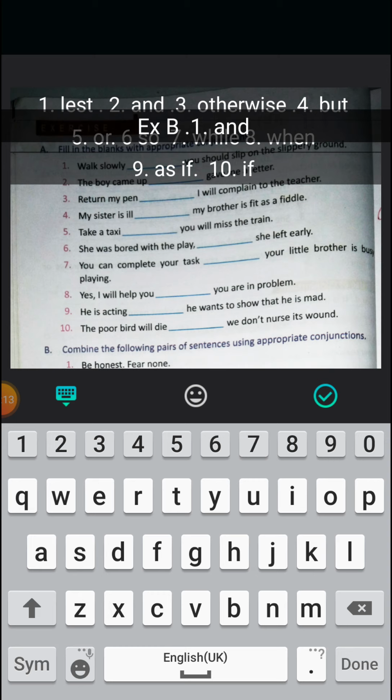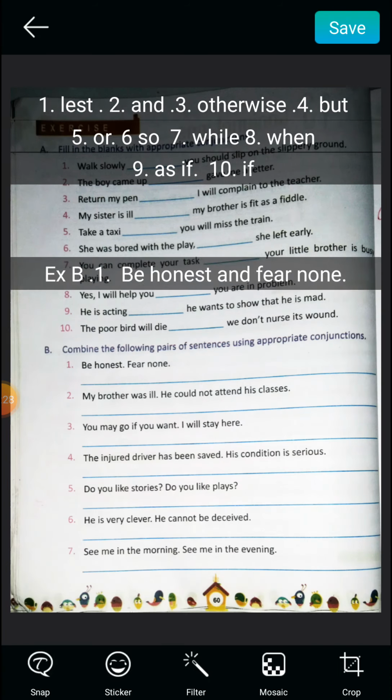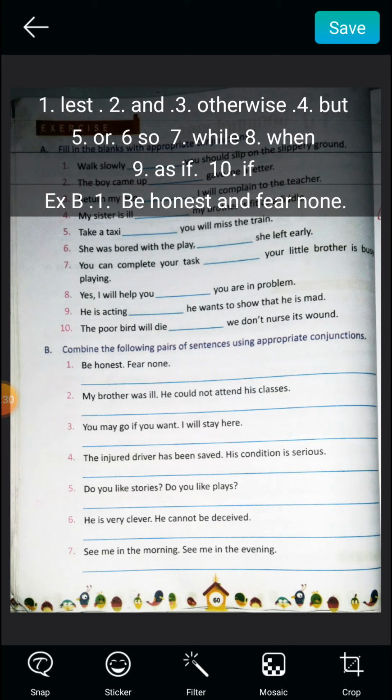Do I have to write the full sentence? Let's do it then. Be honest and fear none. When you are joining or combining two sentences, then there should be only one full stop that should be used at the end of the sentence. Okay. Next, my brother was ill. He could not attend his classes.